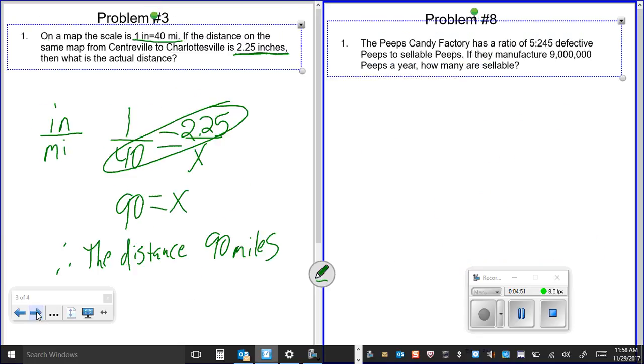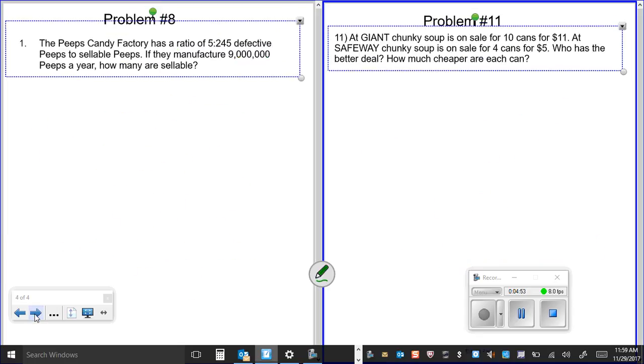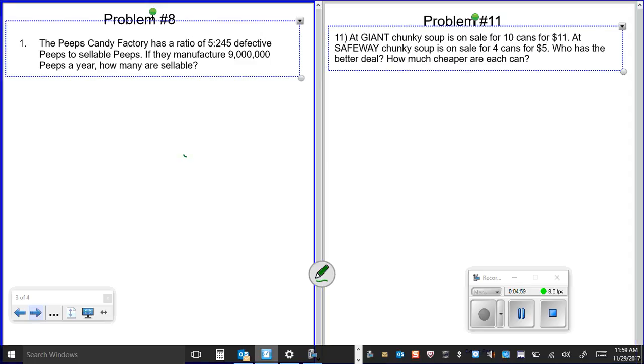And we just have 2 more, and then we're done. This is problem number 8, and this is problem 11 from your homework. All right, so we're going to start with problem number 8. The Peeps Candy Factory has a ratio of 5 to 245 defective Peeps to sellable Peeps. If they manufacture 9 million Peeps a year, how many are sellable?